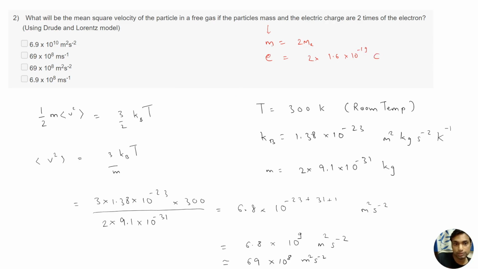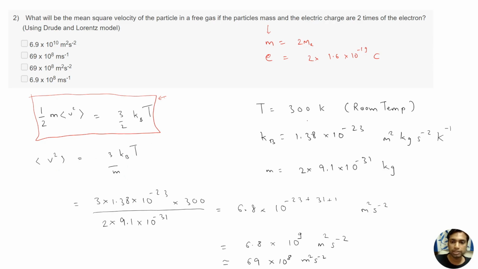Then what would be the mean square velocity, and what is the working formula? This we got from the kinetic theory of gas. So half m v square, where v square is your average square velocity. This is just a formula you need to remember. From that, v square is 3 by 2 kBT over m.